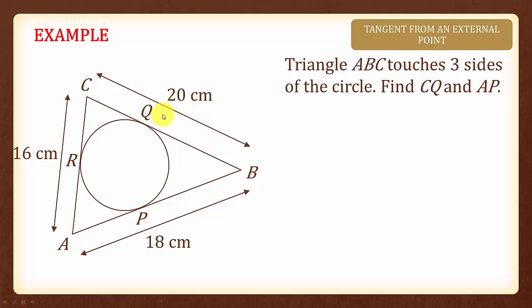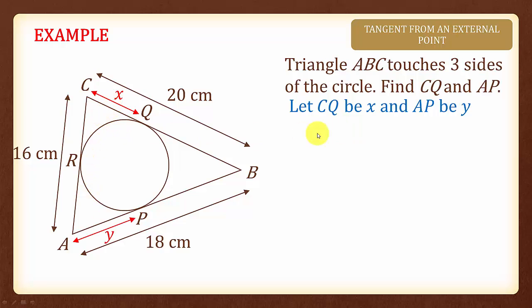Let's look at a different example here. Triangle ABC touches three sides of the circle. We are asked to find the length of CQ and AP. To do so, we need to let CQ be x and AP be y. Using the angle property tangent from exterior point, we can also say that CR is equal to x and AR is equal to y.